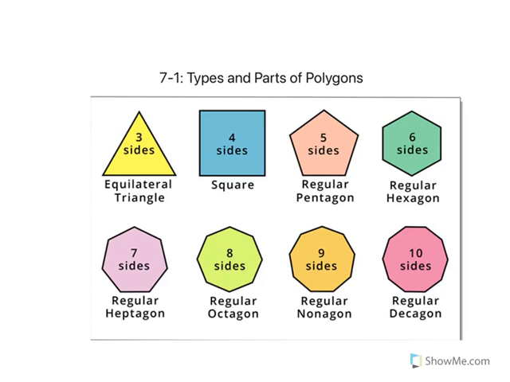Unit 7, Section 1, Types and Parts of Polygons. As you can see by the visual, we are going to name polygons based on their sides. You're very familiar, I'm sure, with triangle and square, and you may know pentagon and a few of the others, but we're all going to look through and see what the names of the polygons would be. We're also going to learn some other vocabulary words, so let's begin.